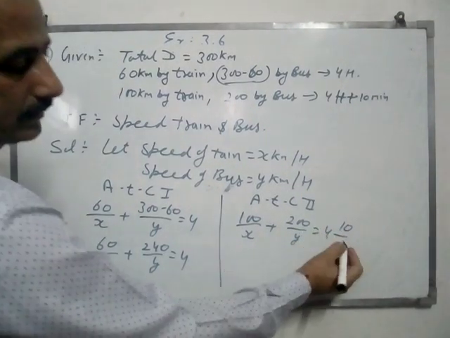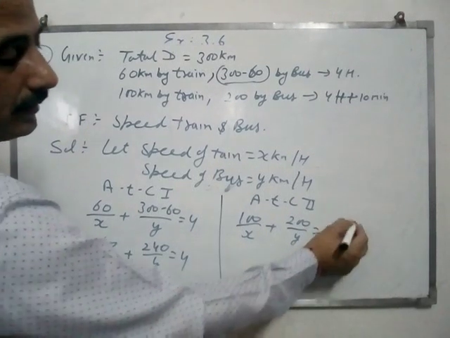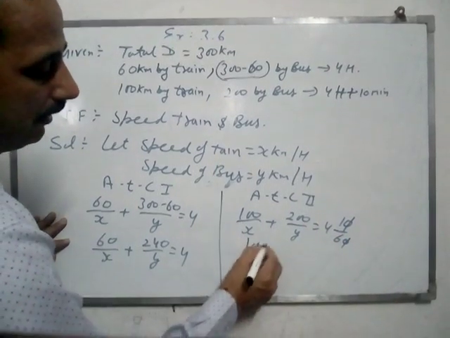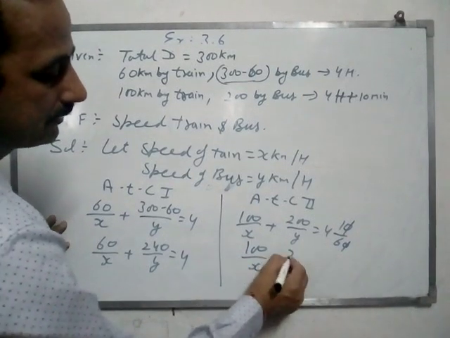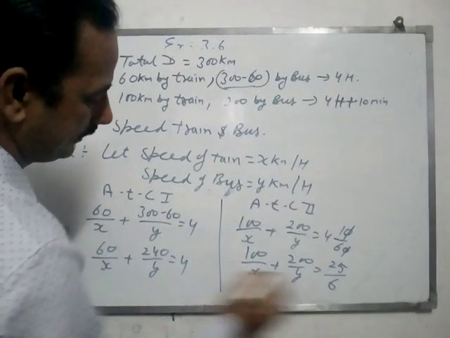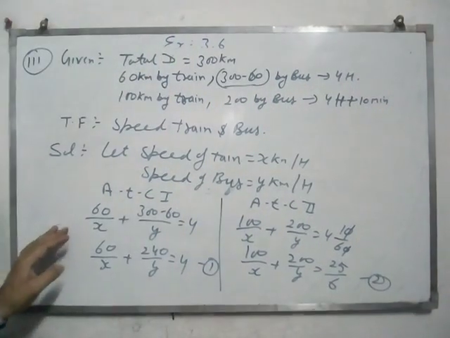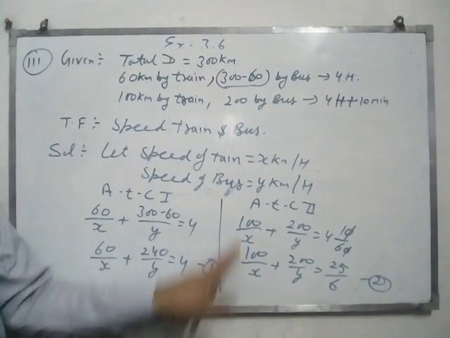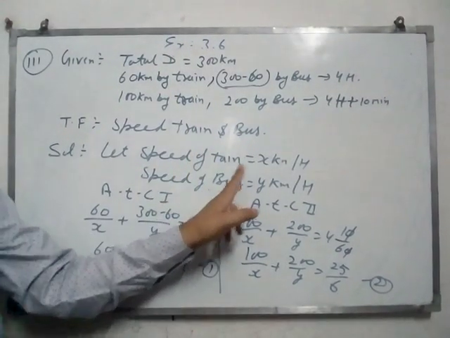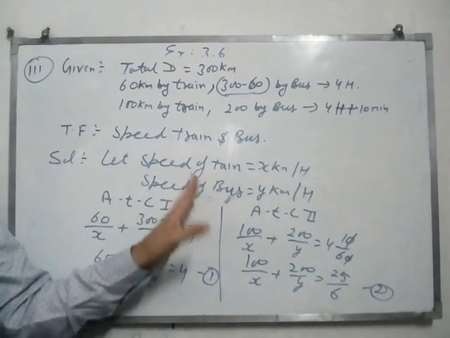So 10 minutes is converted into hours: 10 upon 60. So 0 is cancelled with 0. 100 upon x plus 200 upon y becomes 25 upon 6. That is the first equation, and that is the second equation. So solve these equations and find the value of x and y, the speed of the train and the speed of the bus. In such a way, we solve this exercise.